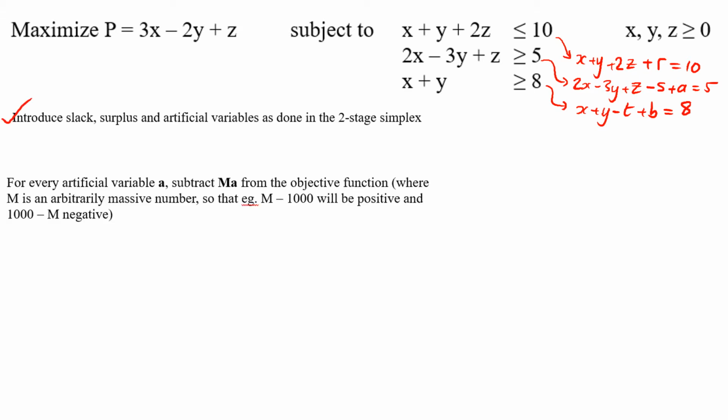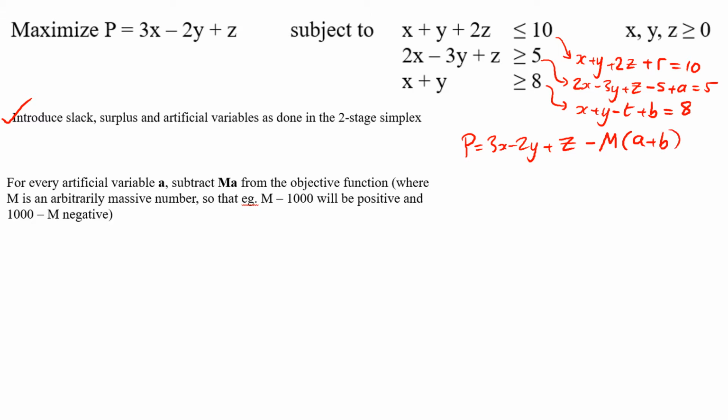Step 2 is that for every artificial variable, so we've got 2 of them here, we've got a and b, we're going to need to subtract from the objective function M times them. So we're essentially saying here that p is equal to 3x minus 2y plus z, because that's what they are. Take away M lots of a plus b.